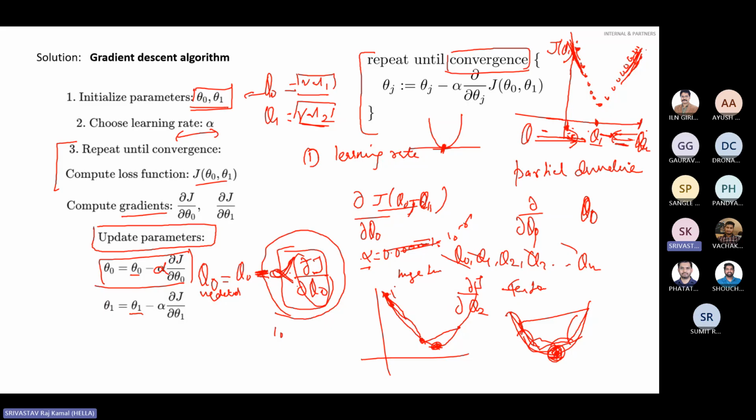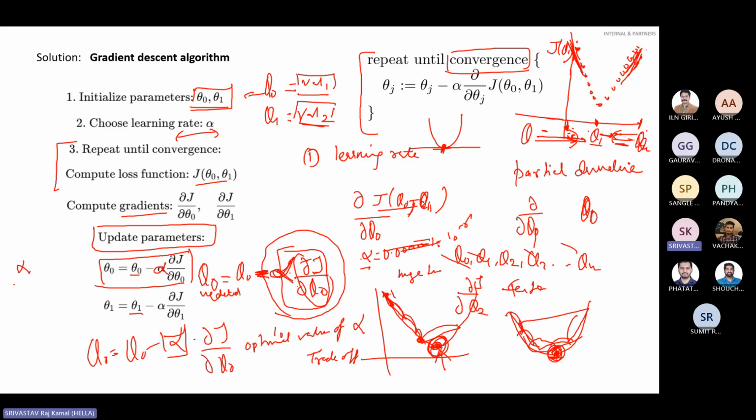With a high value of alpha, you jump very fast, so there is a chance that you miss the local minima. If you are here, you might jump to here. So what we want is an optimal value of alpha. That's the goal of this alpha: to adjust it appropriately such that the training takes a decent amount of time. So that's a trade-off.